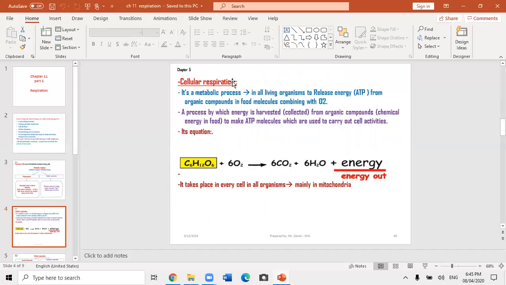Now, to talk about respiration, I'll first talk in general about what cellular respiration means. Then we'll take the two types of respiration, which are aerobic and anaerobic. Cellular respiration, as we said, is a metabolic process in all living organisms in which we release ATP. ATP is the energy storing molecule, adenosine triphosphate. We also talked about it previously. We gave the chemical structure and the function of it.